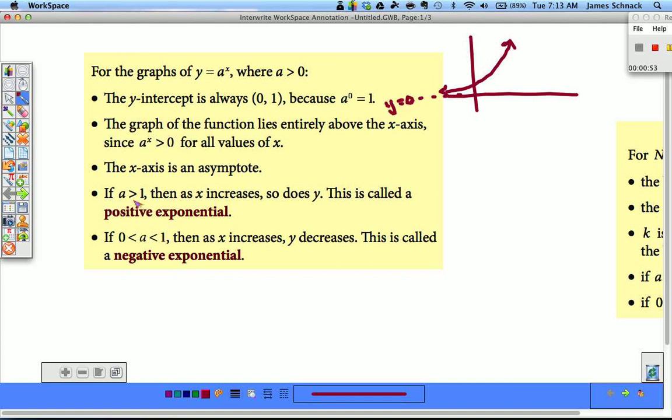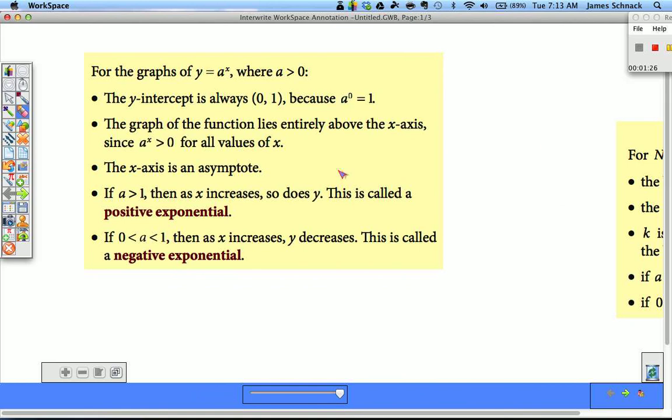If a is greater than 1, then as x increases, so does y. That's this kind of graph. It's called positive exponential. If a is between 0 and 1, then as x increases, y decreases. This is called a negative exponential, or it's also called exponential decay. It would look like this. That's when a is between 0 and 1, when it's a fraction. So we're getting this going down. We're still crossing at (0, 1).